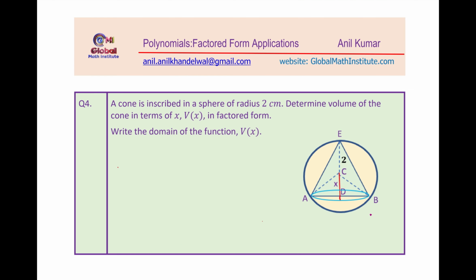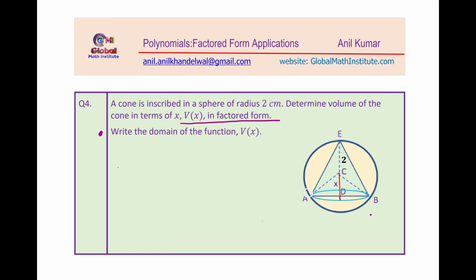Now this question is another very important question from test point of view. The question is, a cone is inscribed in a sphere of radius 2 centimeters. Determine volume of the cone in terms of x, that is v of x, in factored form. Write the domain of the function. So it has two parts. We have to write domain and we have to find the function in factored form.